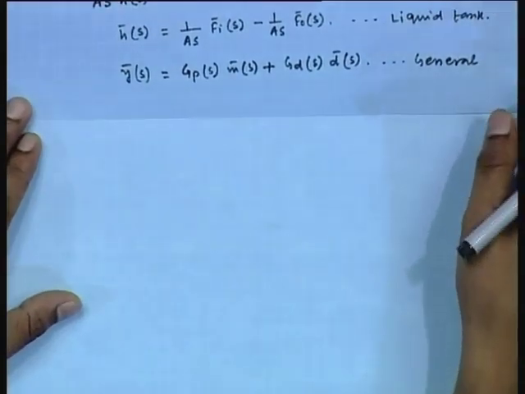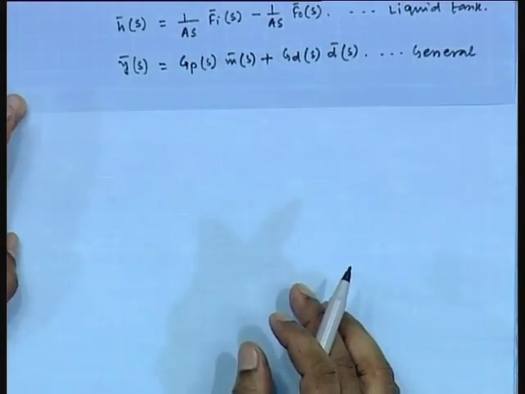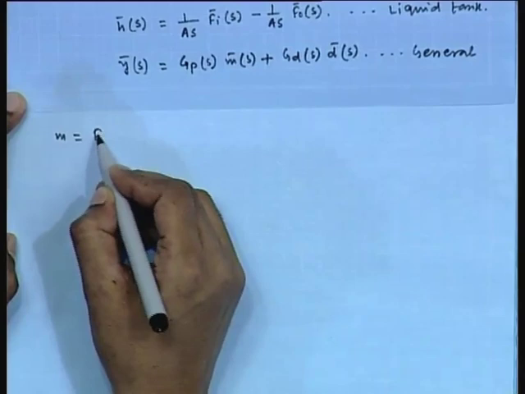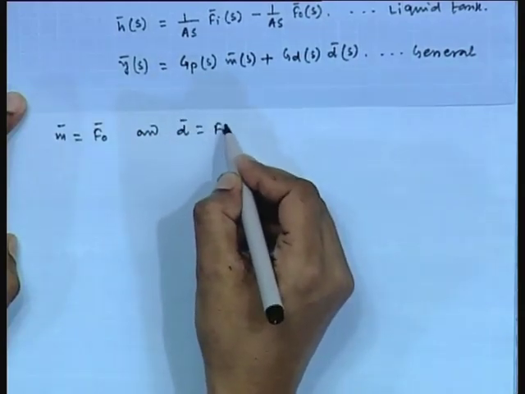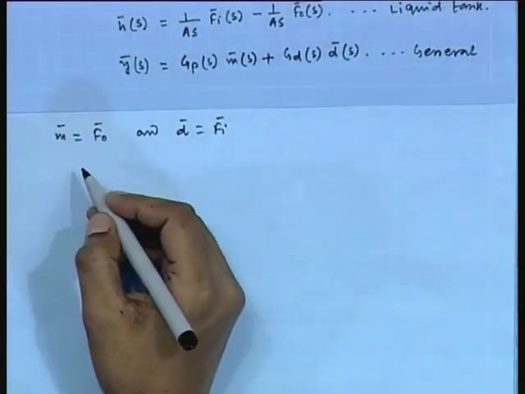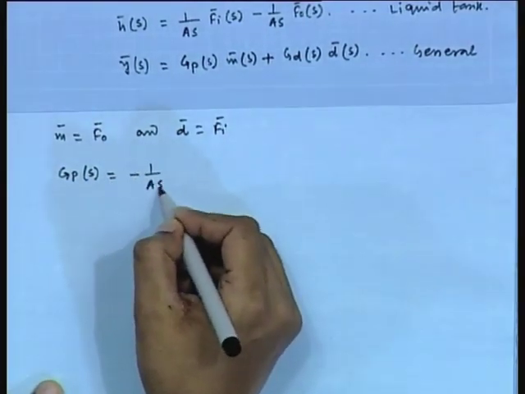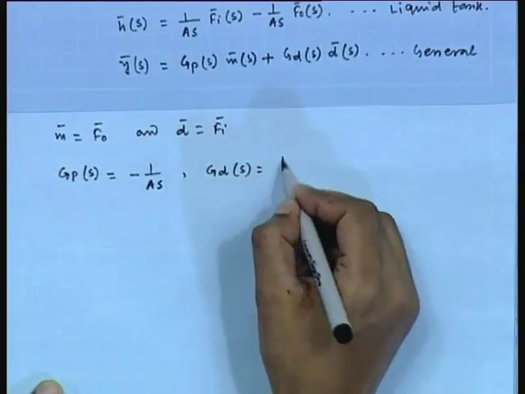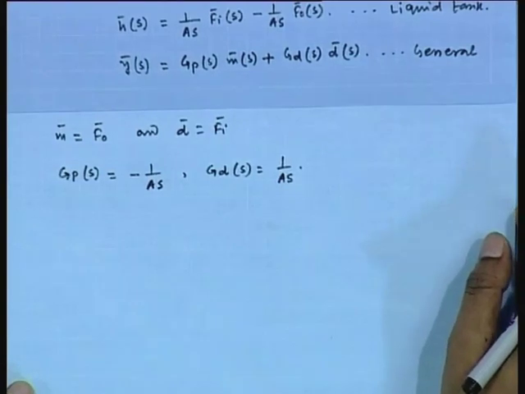So, what is Gp? Gp is minus 1 by As because our disturbance is Fi and M is F naught. Here, M is F naught and disturbance D is Fi. So, we get the transfer function GPS equals minus 1 by AS, and we get GDS equals 1 by AS. Fine. So, these two transfer functions we obtain.